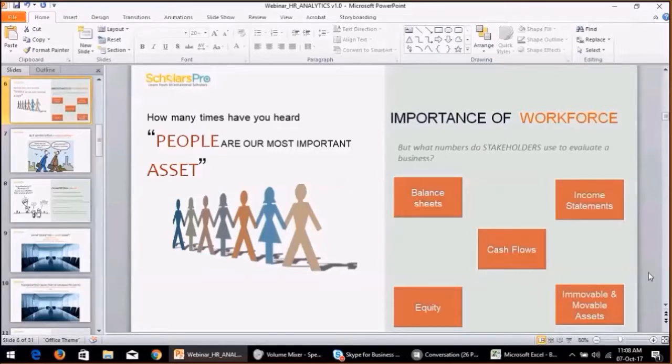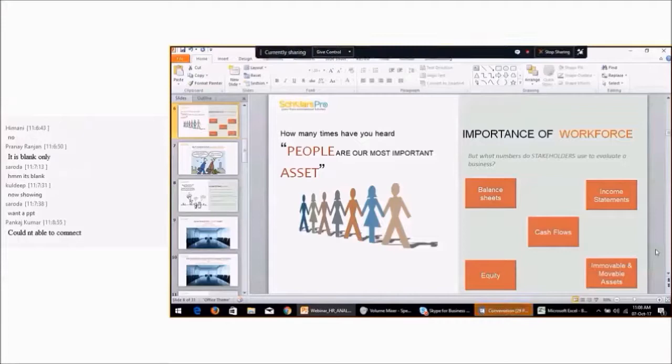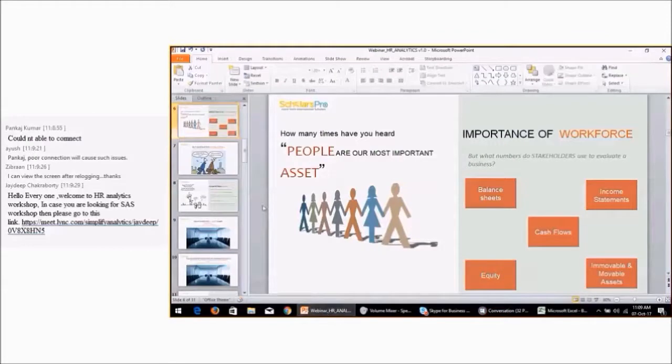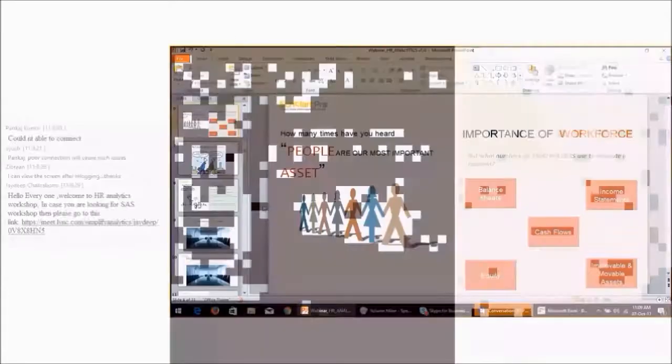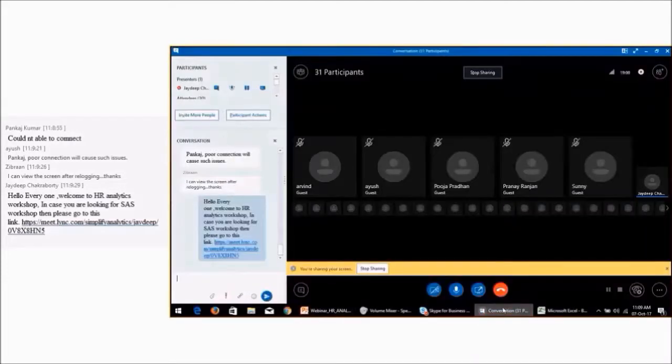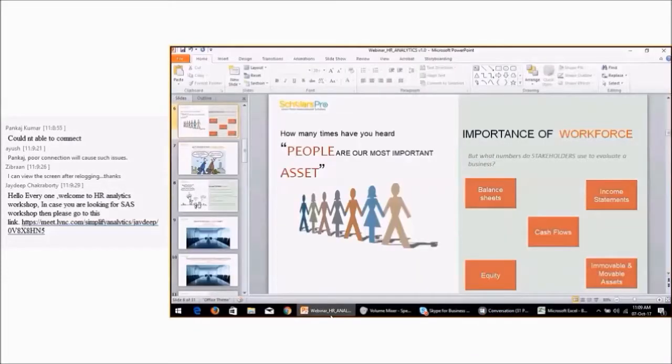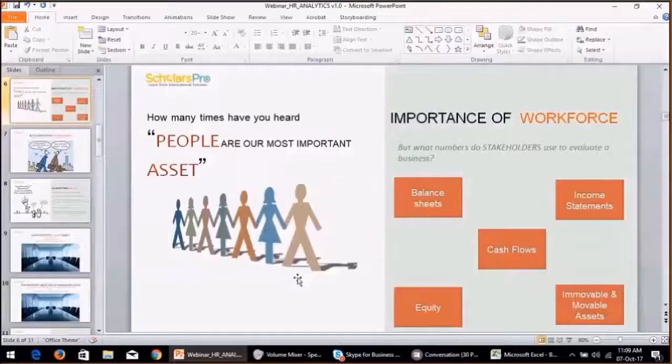When you are evaluating a business, what are the different aspects that you look at? What do the potential stakeholders look at? If somebody wants to buy a share in that company or invest or merge with a company, the primary things that they look at are balance sheets, income statements, cash flows, equity, and assets, movable and immovable assets. So yeah, there is something missing here, right? Even though people acknowledge that people are important to them, it somehow doesn't figure in the list of metrics that are used to evaluate a company.